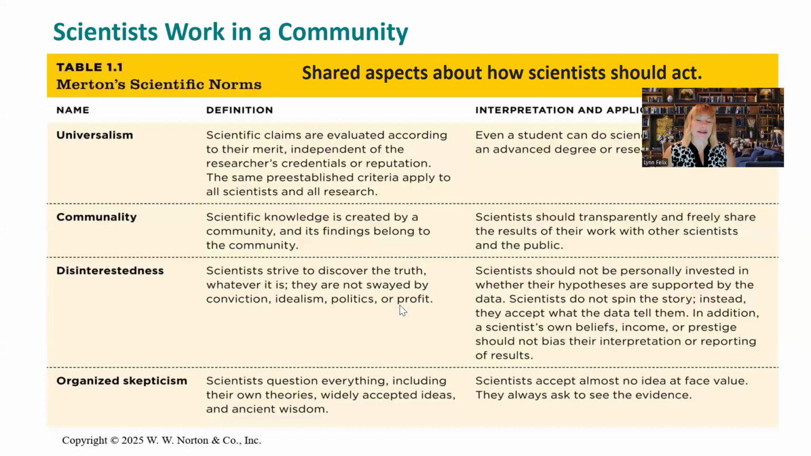Your norms for Merton's scientific norms are universalism, communality, disinterestedness, and organized skepticism. So each of those is defined on the chart. This is also in your textbook. So universalism is that scientific claims are evaluated according to their merit, independent of the researcher's credentials or reputation. Communality, that's a tongue twister, is that scientific knowledge is created by a community, right? Communality, okay? And its findings belong to the community, okay?